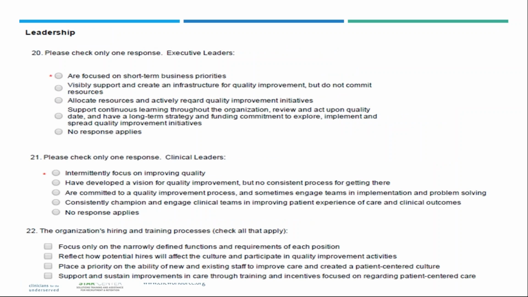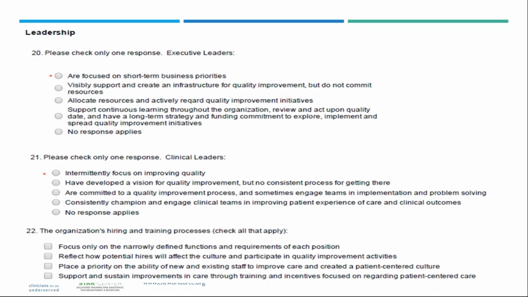This section is to discuss leadership a little bit. Number 20 is for executive leaders. And again, it's kind of starting from the top with short-term only business priorities, down to the fourth one where there's support continuous learning throughout the organization, review and act upon quality data, and have a long-term strategy and funding commitment to explore, implement, and spread quality improvement initiatives.